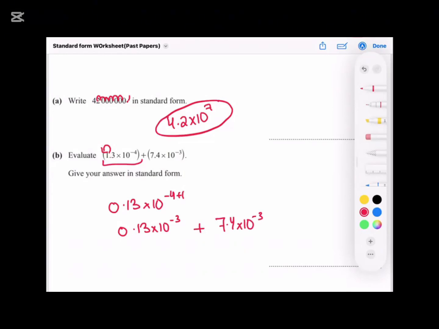Why did I do this? As I told you, in addition and subtraction, the base power must be the same. These both are the same bases, their power must be the same as well. Then we can add and subtract these two values. So I hope there is no confusion in these questions. That's a very simple question. Now what we need to do, we need to add 0.13 plus 7.4. So we will get 7.53 multiplied by 10 to the power minus 3. I hope there is no confusion in how I add the decimal numbers. I already uploaded the decimal number video, so go through that video. It will be helpful for you.